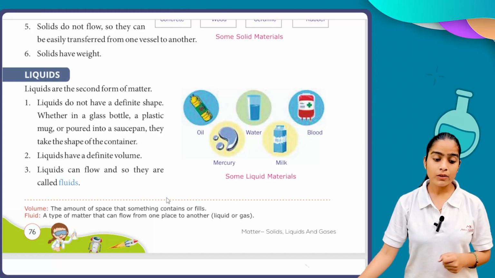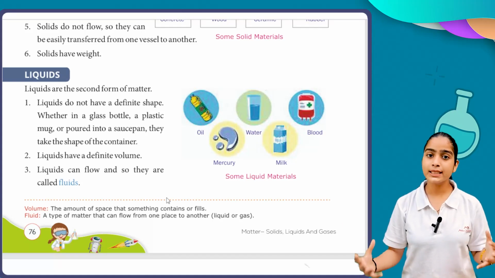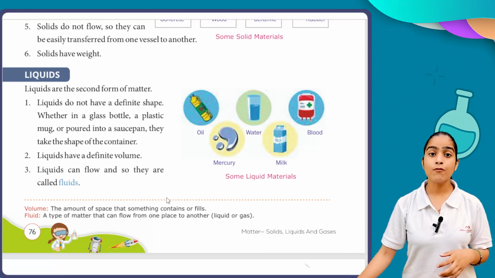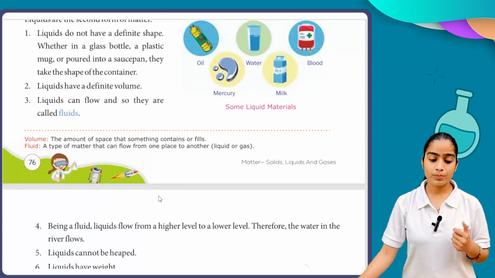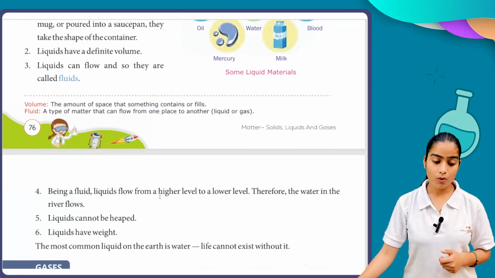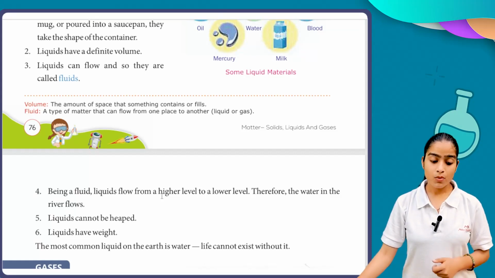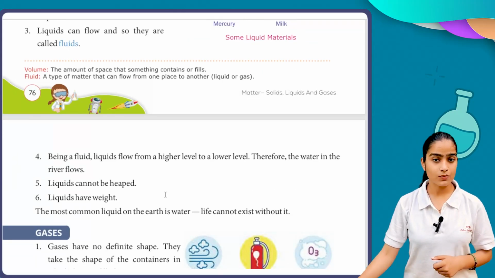Liquids can flow, and so they are called fluids. Liquids have fluidity inside them. That is why we call them fluids. Being fluid, liquids flow from a higher level to a lower level. Therefore, the water in the river flows. Liquids cannot be held. Liquids have weight. The most common liquid on the earth is water, and life cannot exist without it.